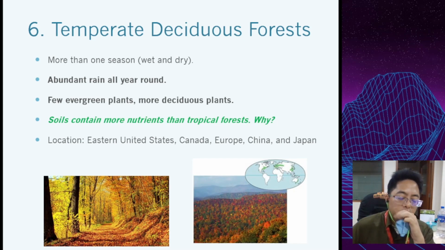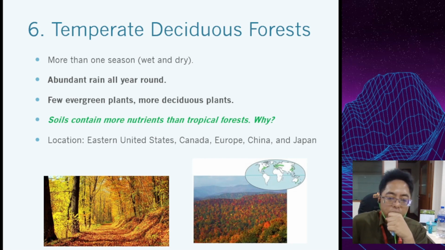Temperate deciduous forests. These have more than one season and are not dry. Abundant rain all year round. Few evergreen plants, more deciduous plants. Soils contain more nutrients than tropical forests. Why is it? Because of the leaves.